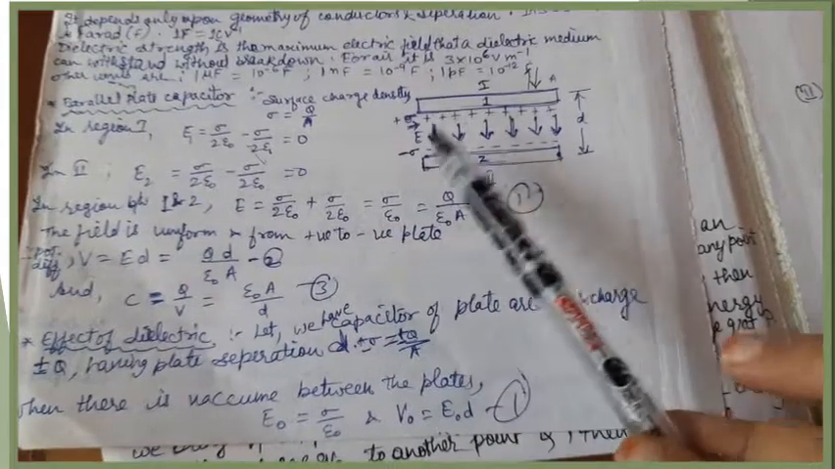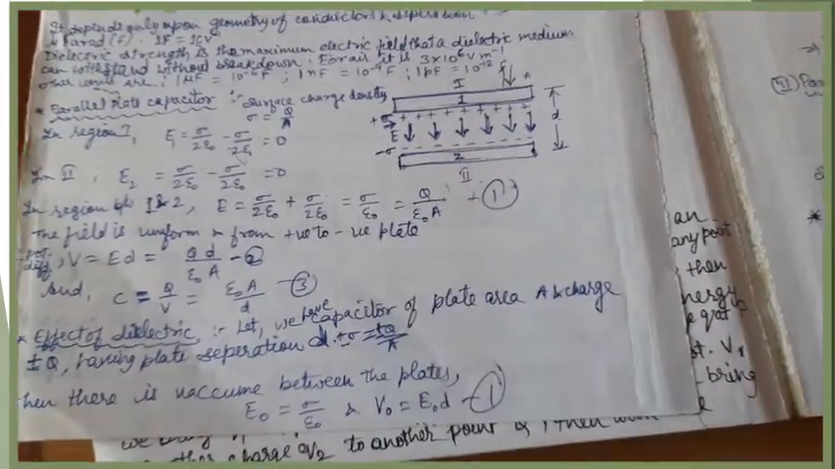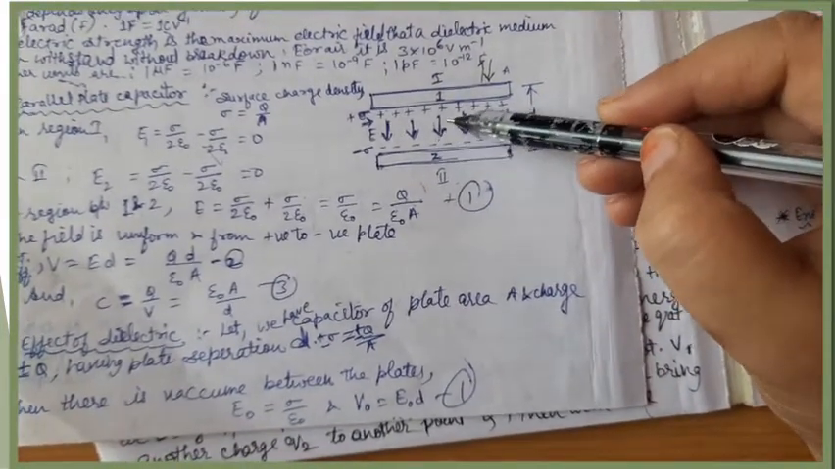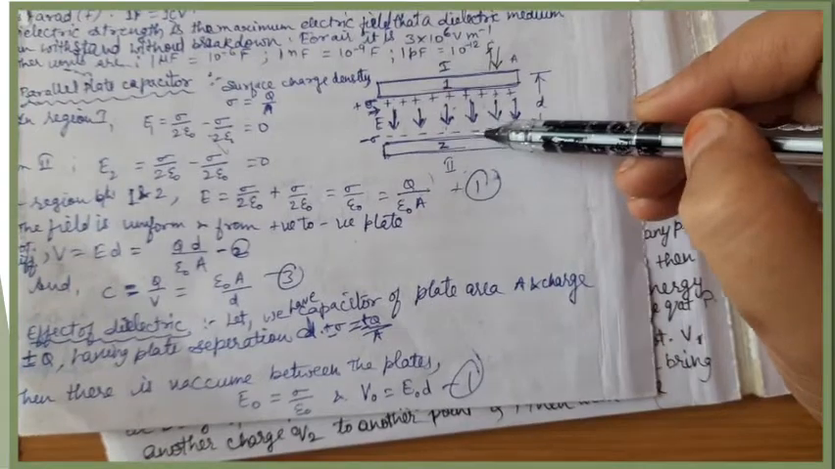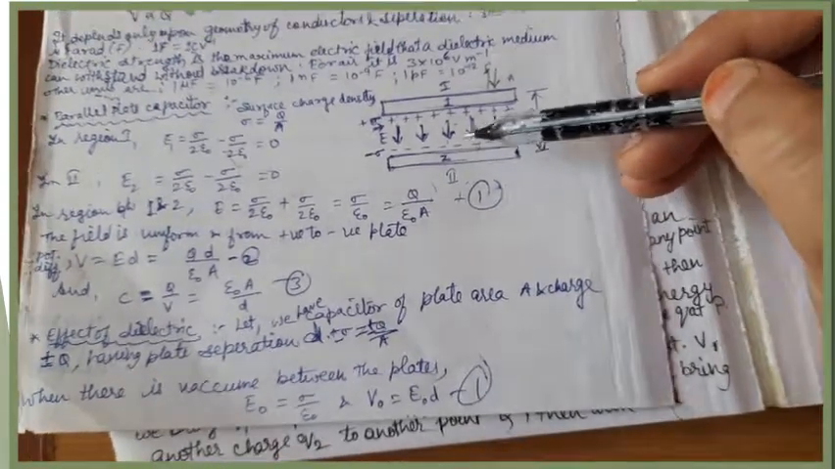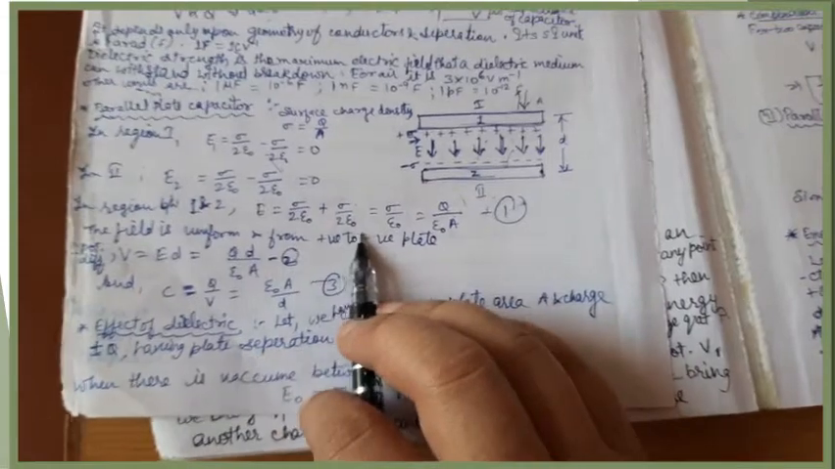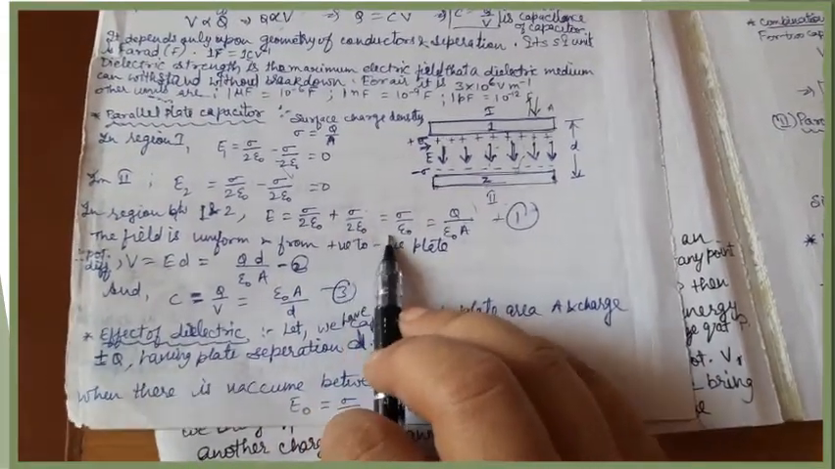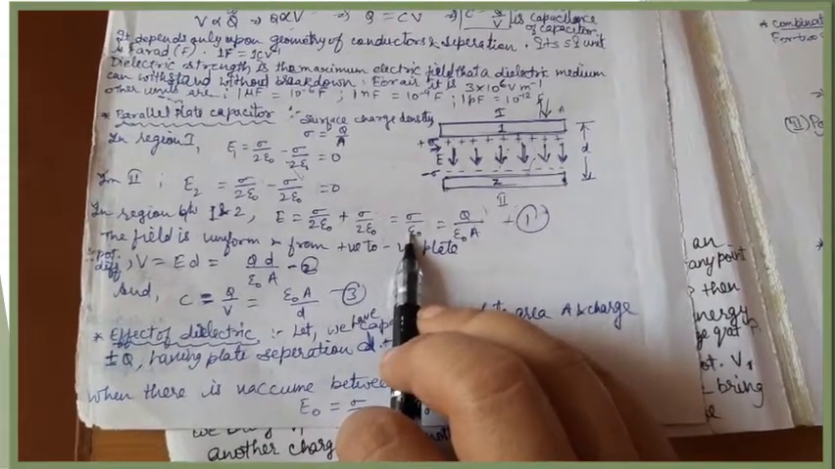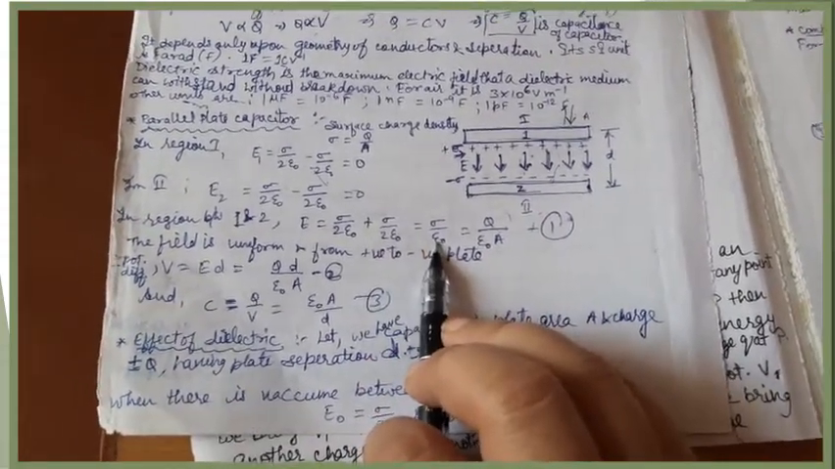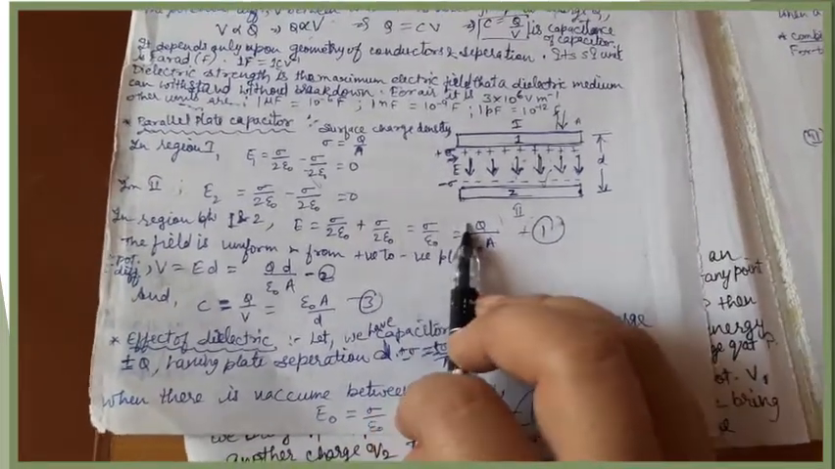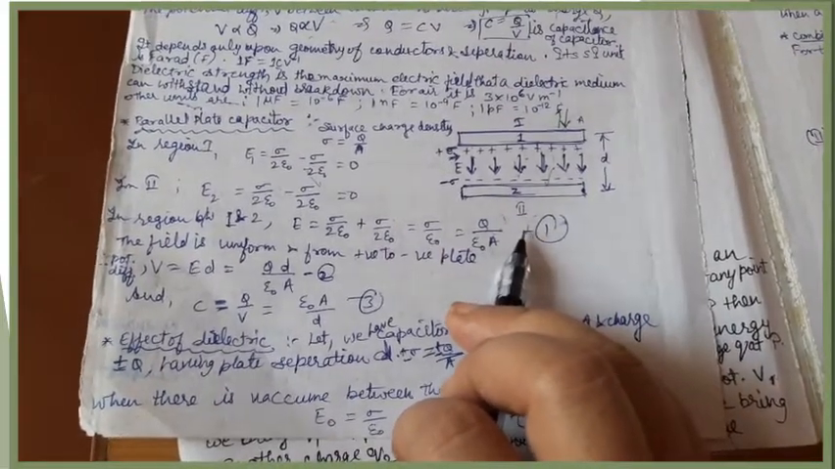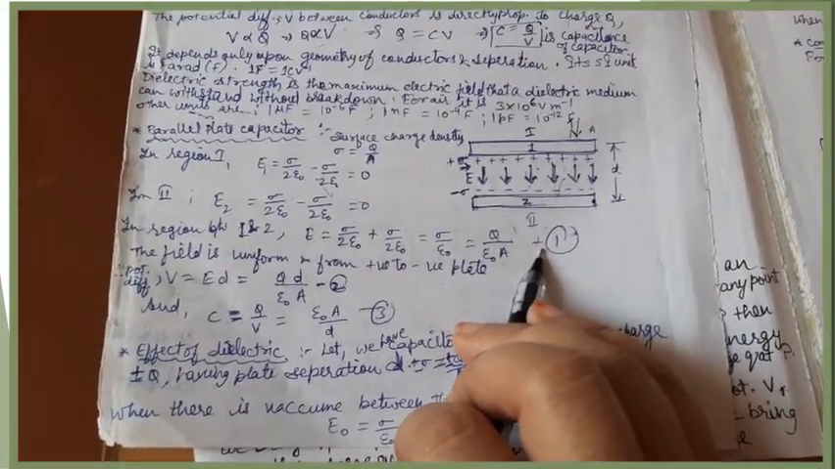Now the region between plates 1 and 2. Here the electric field due to the positively charged plate is away from the positive charge, and the electric field due to the negatively charged plate is towards the negatively charged plate. So the two electric fields are along the same direction and add up. The total electric field is sigma upon epsilon naught, and sigma can be written as Q upon A, so Q upon epsilon naught A.